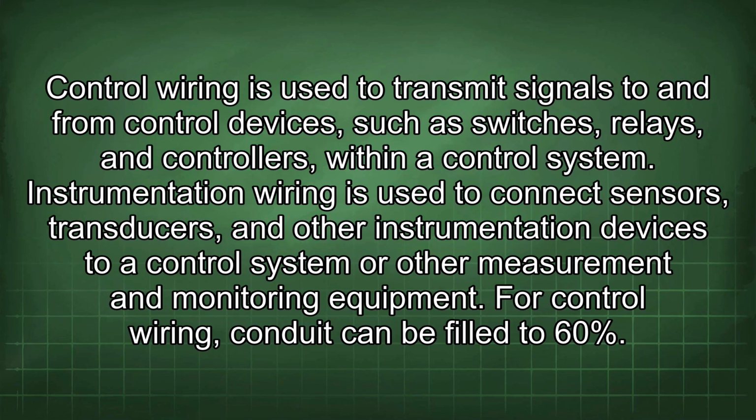Control wiring is used to transmit signals to and from control devices, such as switches, relays, and controllers within a control system. Instrumentation wiring is used to connect sensors, transducers, and other instrumentation devices to a control system or other measurement and monitoring equipment. For control wiring, conduit can be filled to 60%.